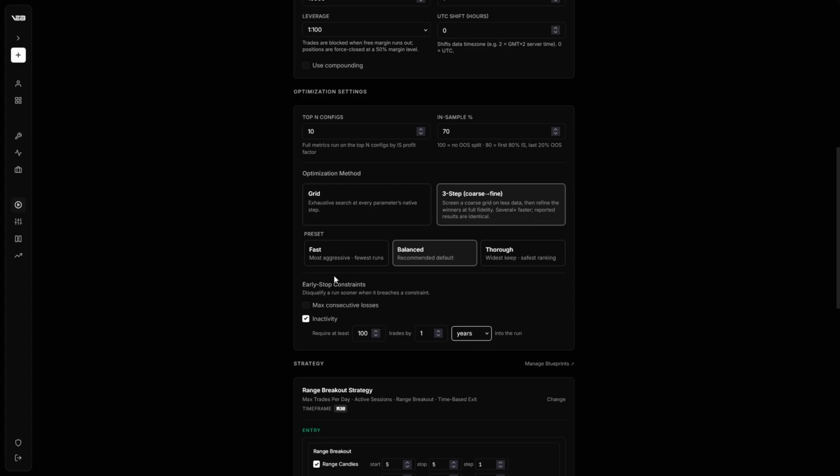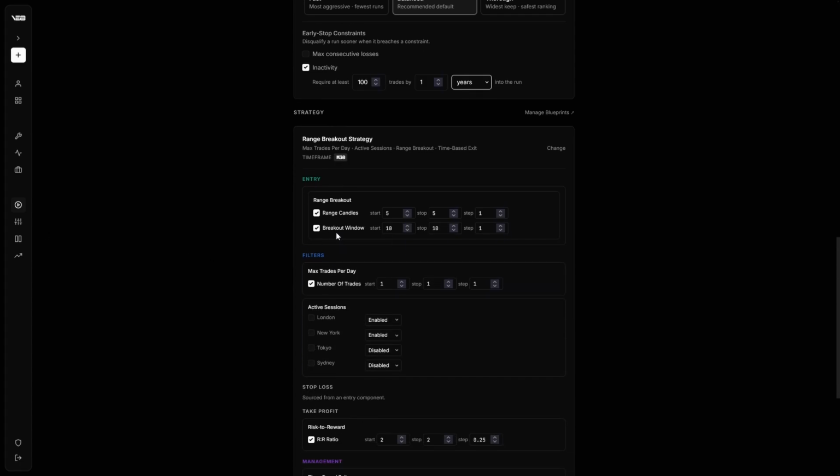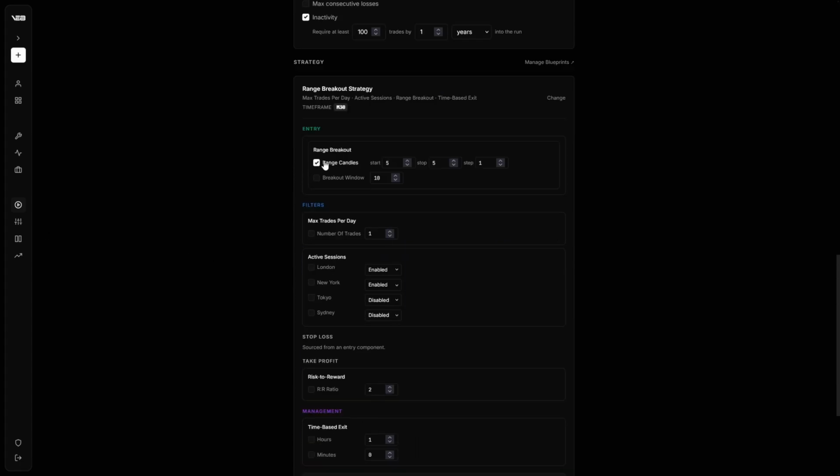Now we need to actually define what gets optimized. So we are optimizing the range length, and I'm going to set the start, stop and the step. I'm going to set the range candles to start at 1, go all the way until 20 and go in steps of 1. For the breakout window, we will also optimize from 1 to 20 in steps of 1.